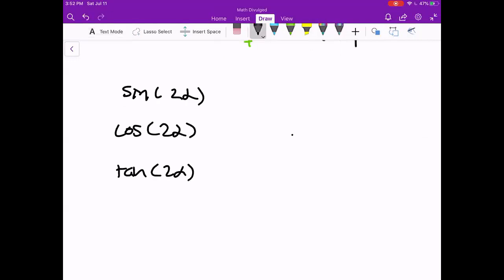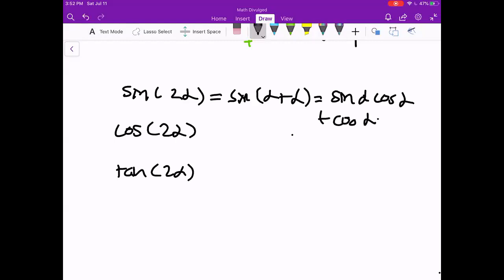So if we have sine of 2 alpha, this is just sine of alpha plus alpha. So according to the formula above, this is just sine alpha cosine alpha plus cosine alpha sine alpha. And these two terms are the same by the commutative property. So this is just 2 sine alpha cosine alpha. And that's the sine 2 alpha formula.